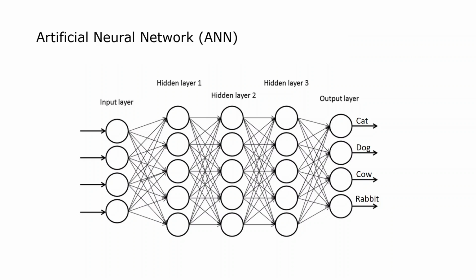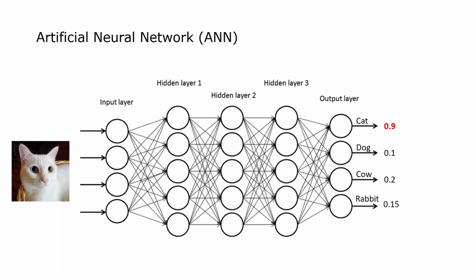Here is a picture of a more complex ANN. You can see 3 hidden layers. The output layer also has multiple neurons. The output neurons usually represent a type of object the network is trained to recognize. In this example, we have the 4 output neurons representing 4 animals: cats, dogs, cows, and rabbits.